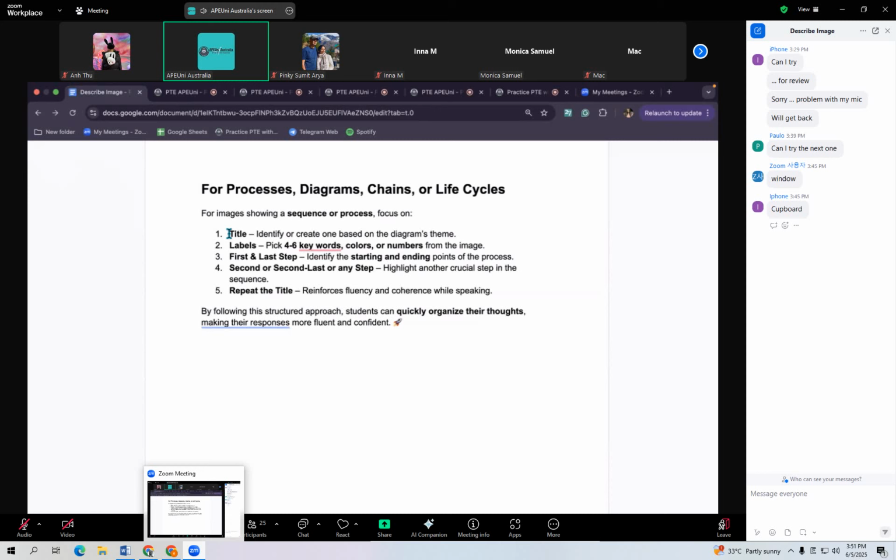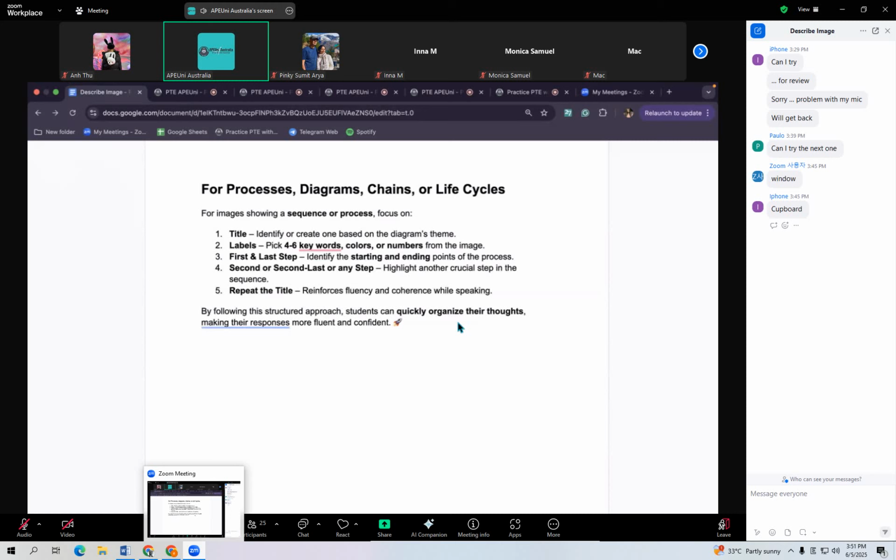Okay, that's your title. Number 2, labels. You mention all the other things, whatever you have in your image, just like we have done earlier. Number 3, again, I told you there will be multiple steps. So when there are multiple steps, you have to pick step number 1, and then you have to pick step number 4 or 5 or 6, whatever the last one is. So first step and last step, that's your component 3.